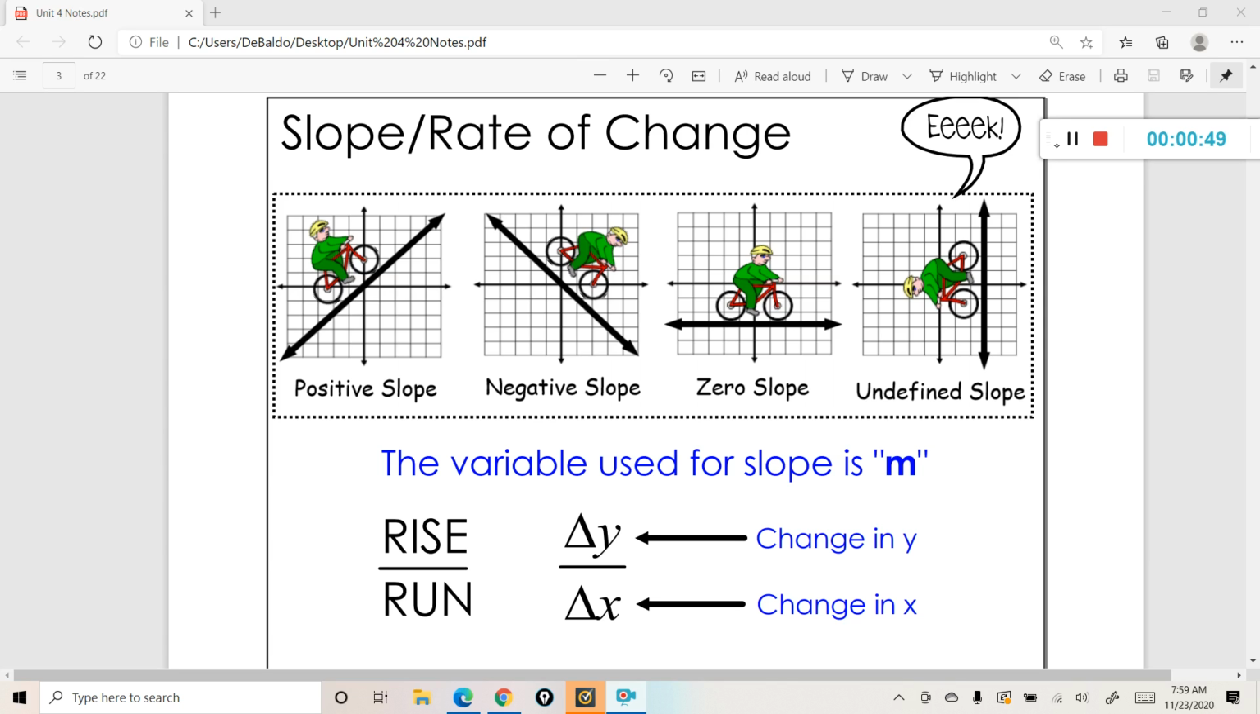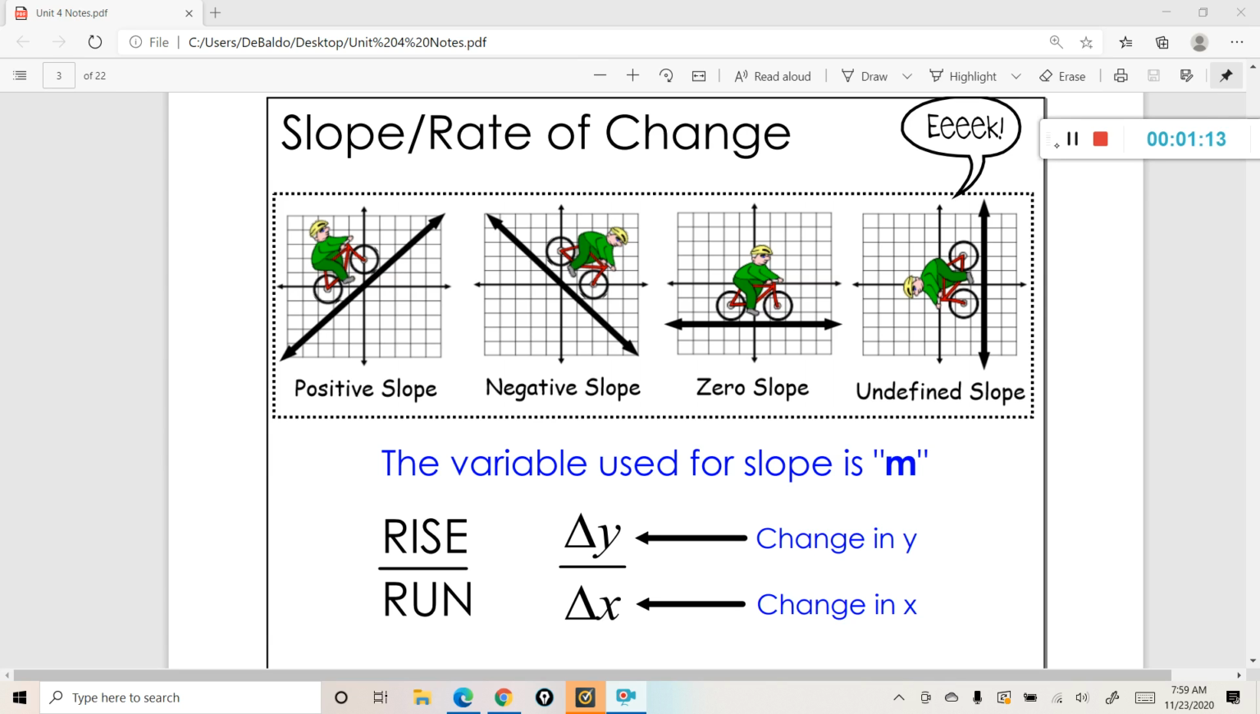And the second graph here, you can see this represents a negative slope. You can see the biker is going downhill or down the slope. And if you read this graph from left to right, you'd be reading it and it would be going in the negative direction. So this would represent a negative numerical value if you calculated the slope of this line.